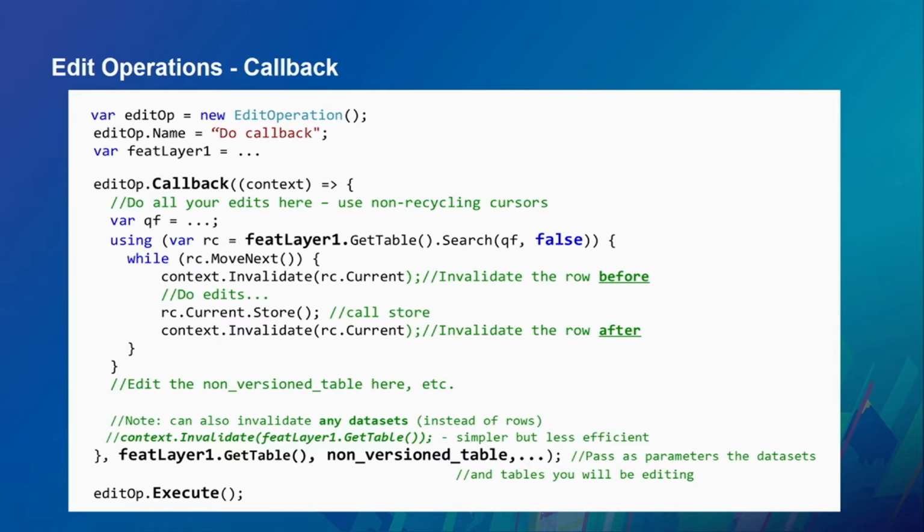In this particular situation, I'm getting a query filter. I'm doing a search on the table. Again, like I said, you need to make sure that you're using a non-recycling cursor, so make sure you pass false into that search method. And then you iterate through your cursor, doing the things that you need to do, making sure that you invalidate that context.